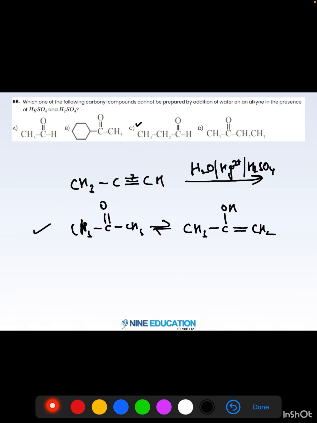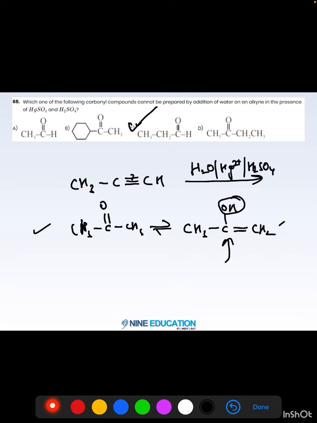So whenever you are doing this hydration, as the water addition is going to happen in the Markovnikov manner, meaning OH will be simply seen in the middle carbon. If it is going to be seen in the middle carbon, it will simply give you a keto form. It will be C double bond O, CH3 C double bond O CH3, meaning acetone will be resulting here. So in this case the aldehyde will be forming in very much negligible amount. That's the reason we can say that this propanal would not be easily prepared by the reaction of propyne with water in the presence of HgSO4. So answer will be option C.